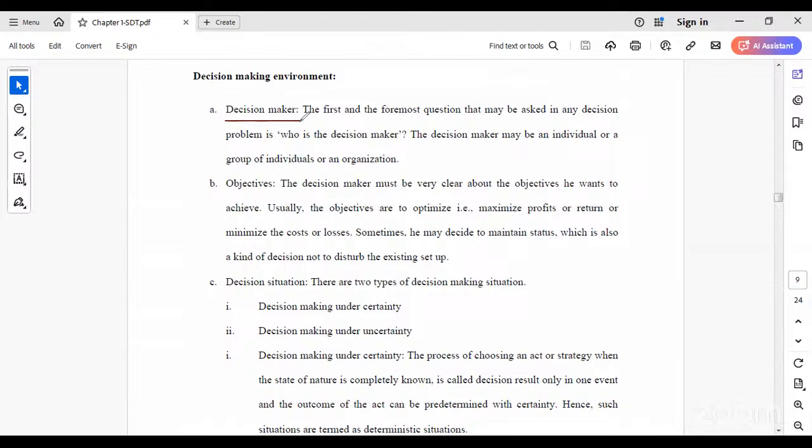So, the objective of a decision maker. Objective means the major goal of the decision maker. He must be very clear about the objective he wants to achieve, first of all. Then only is the decision maker perfect.